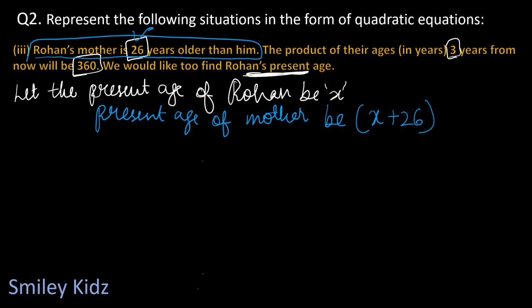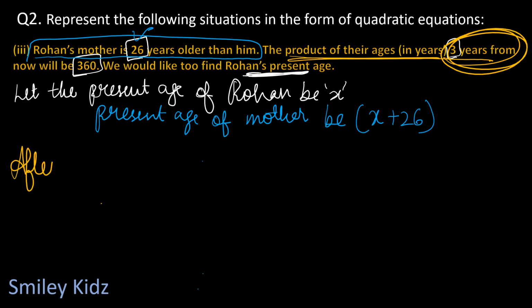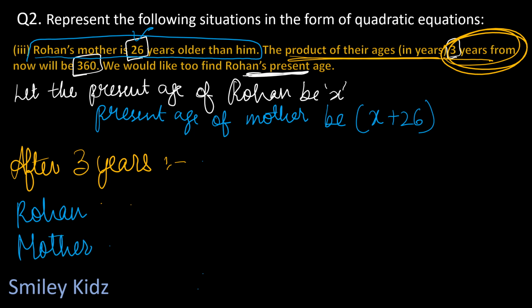Now, the other condition given in the question is the product of their ages 3 years from now will be 360. What do you mean by 3 years from now? It means after 3 years. After 3 years, what is the age of each of Rohan and mother? Let's build up a table. Here I have Rohan, on the other side I have mother. This is present age and this is 3 years later.